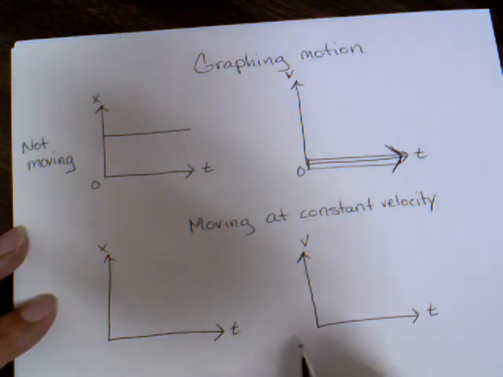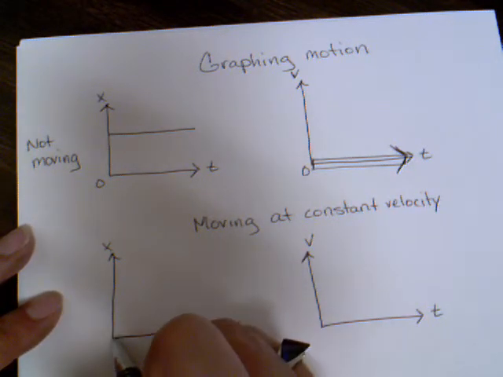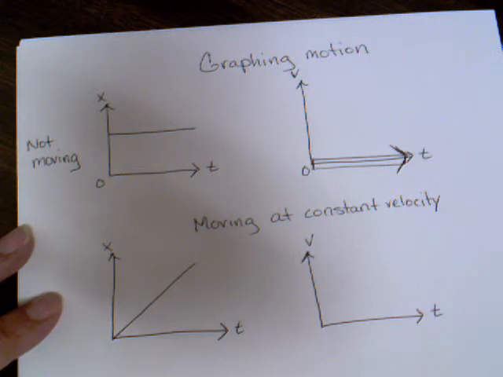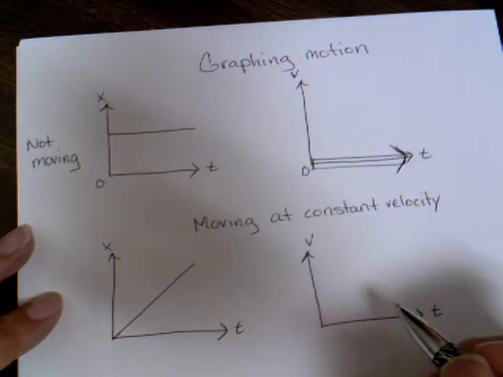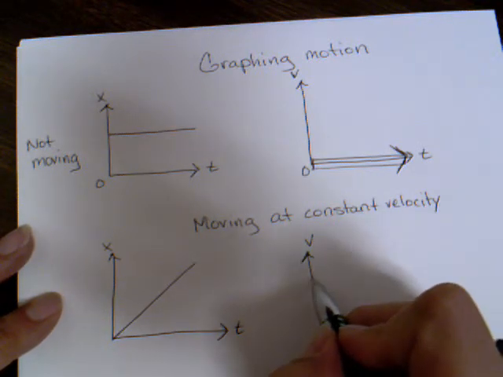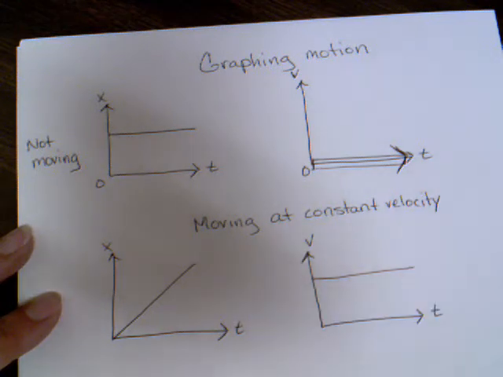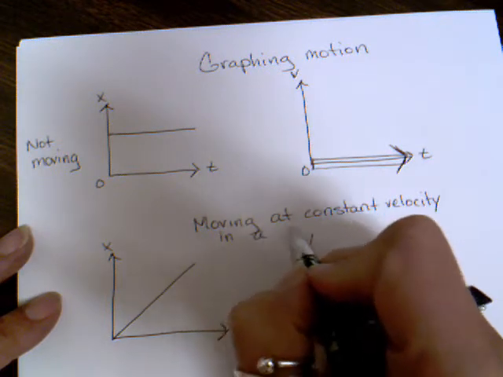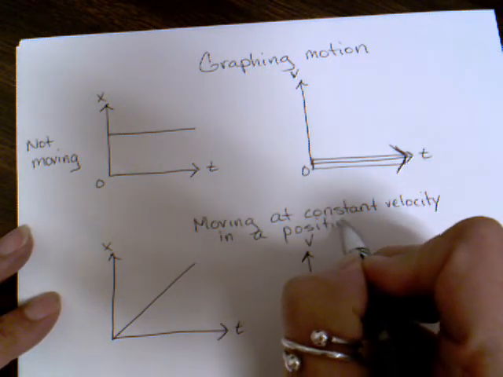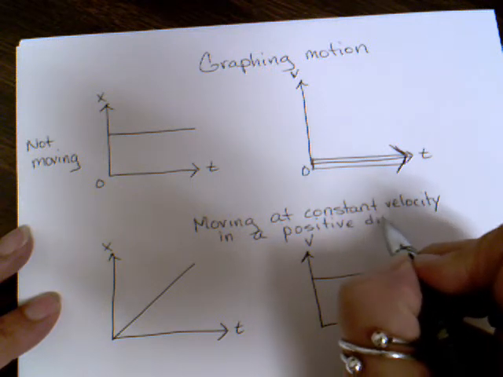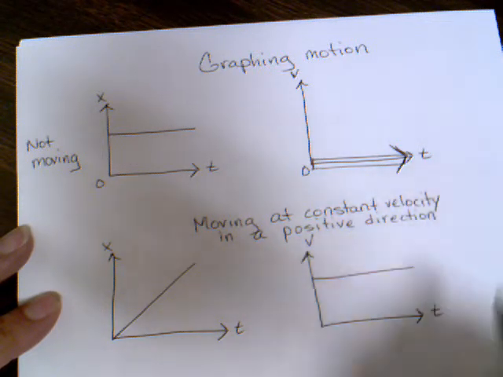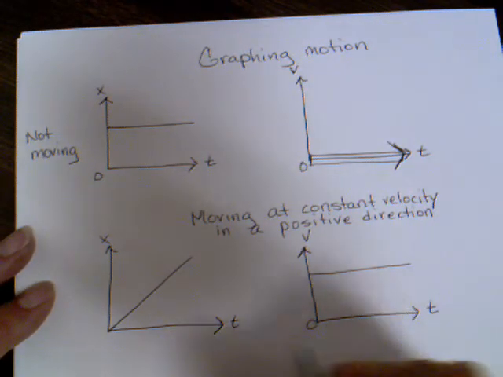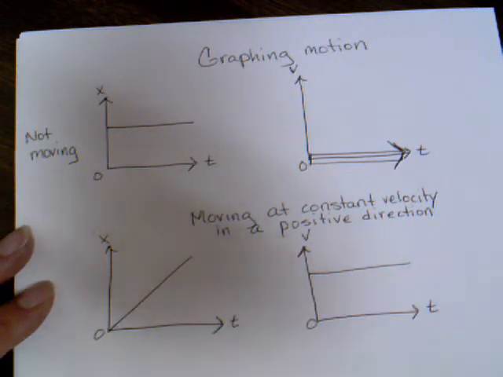We've got our position time graph and our velocity time graph. For a position moving at constant velocity, the position time graph is going to be a line with a slope, a linear graph moving upwards. For a velocity time graph, we're going to have a straight line. Moving at constant velocity in a positive direction. This is above the 0 mark. They're both above 0.